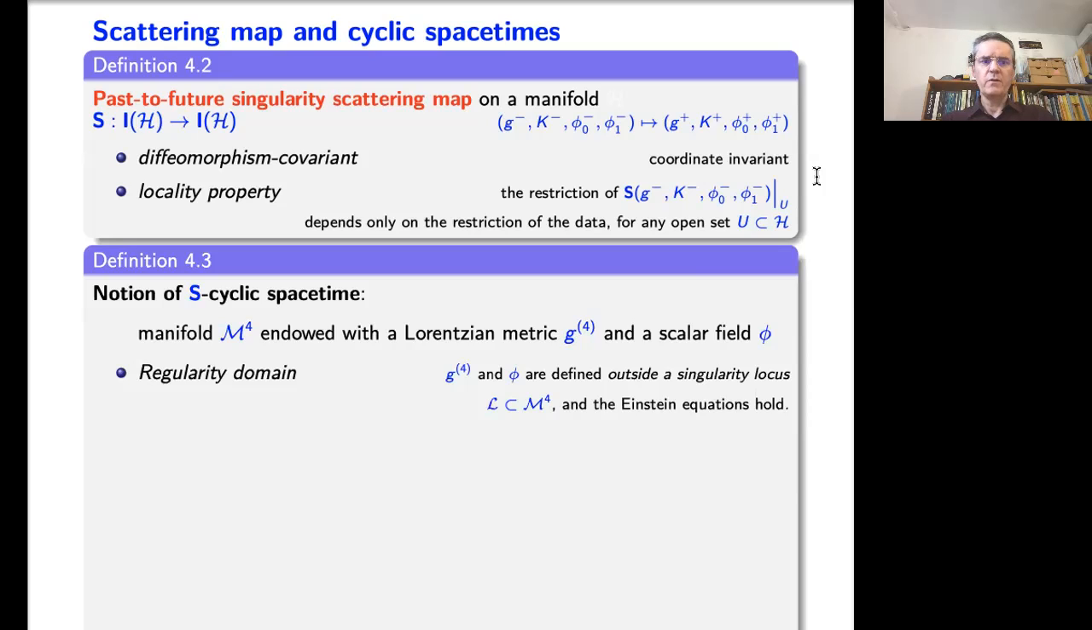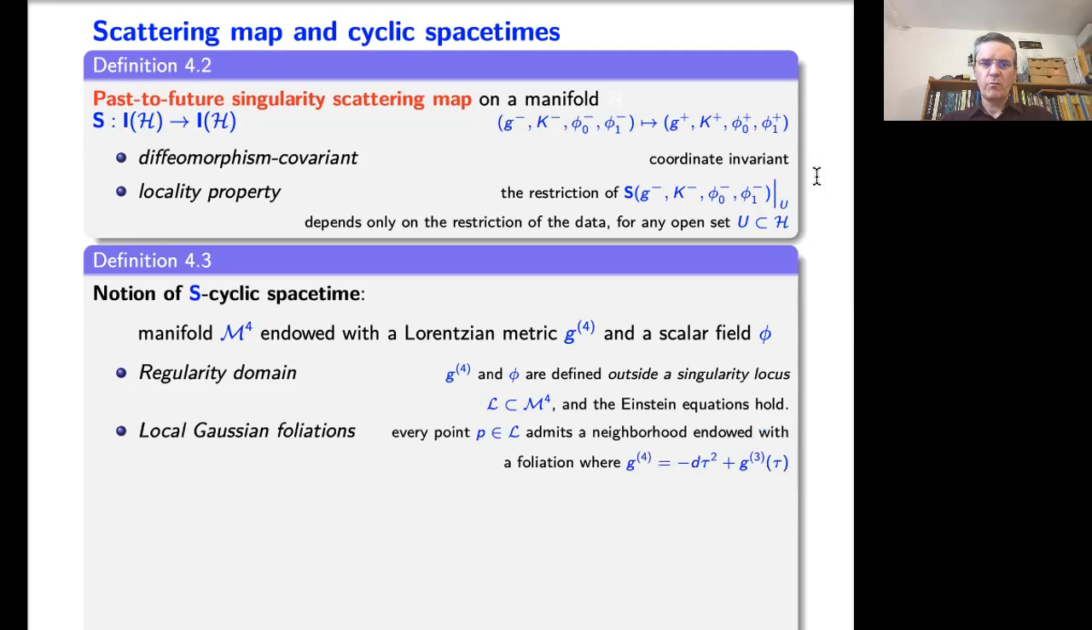Based on such a map, we can define the notion of S-cyclic spacetime. It's a four-dimensional manifold with a Lorentzian metric and a scalar field. In this definition, you assume that you can decompose the manifold into a regularity domain, defined through a singularity locus called L script. Outside this locus, the Einstein equations are satisfied for the metric and the matter field. And now I need to tell you what happens on or in the vicinity of the singularity set.